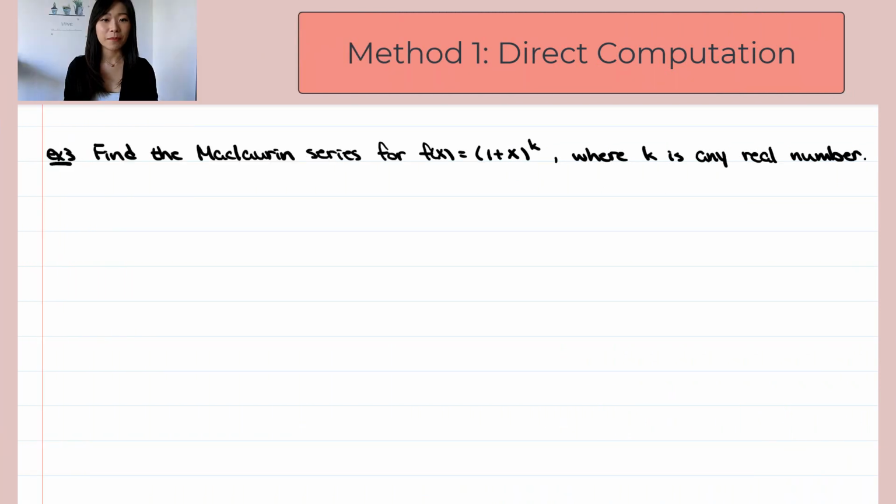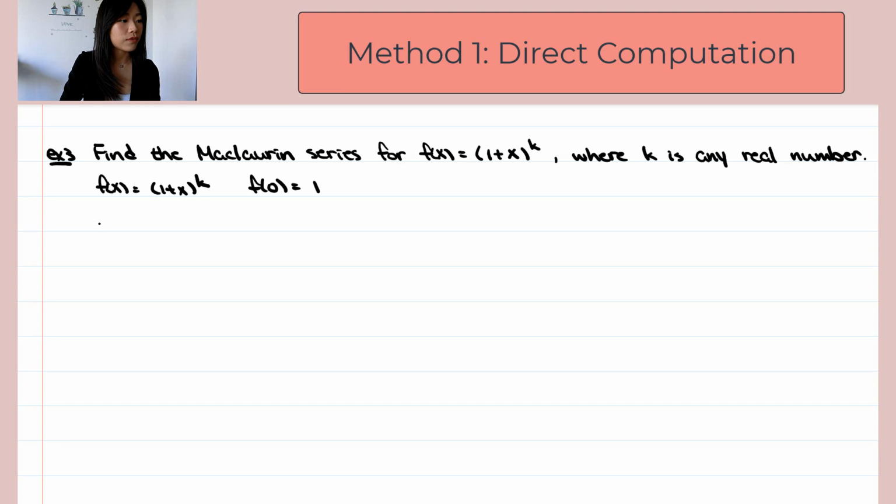And here's the third example. Let's find the Maclaurin series for the function 1 plus x to the power of k, where k is any real number. So similarly to the sine function and the exponential function, we are going to write out the first few derivatives, and let's see if we can find a pattern to the derivatives. So the function here, f of x, is 1 plus x to the power of k. And since we want to find the Maclaurin series, we plug in x equals 0 to the function, f of 0. And we get 1 to the power of k, which is 1.